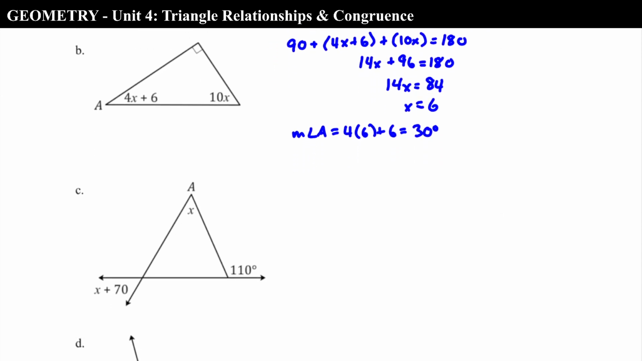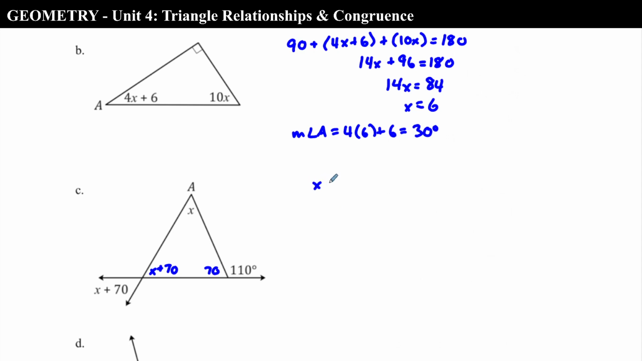For example C, we have to use some previous knowledge. So we know vertical angles are congruent, so we know that this angle has to be x plus 70. For this one, we know that these two form a linear pair, so 180 minus 110 gives us 70 degrees for this angle.